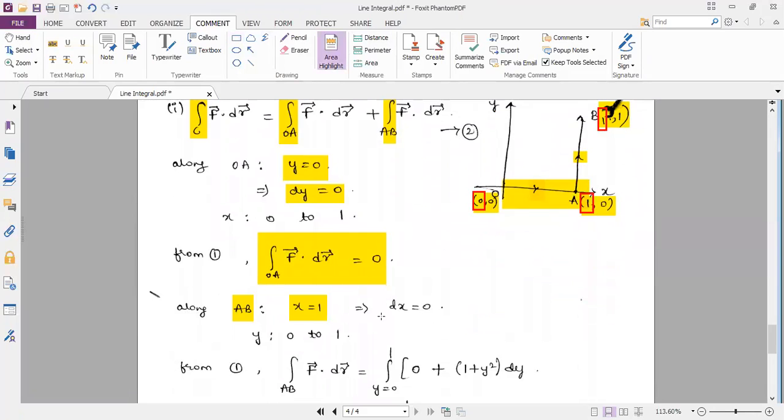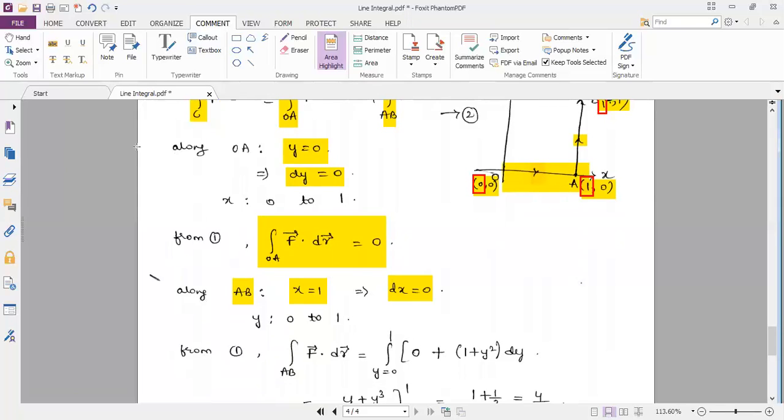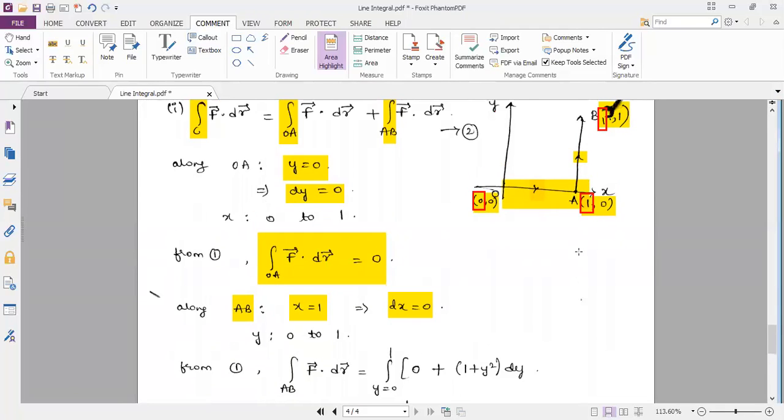So since x is 1, differentiation of x will be dx, which is equal to 0. Right hand side is a constant. Differentiation of a constant will be 0. So dx is equal to 0. We observe from the figure that y varies from 0 to 1. For the line AB, y varies from 0 to 1.